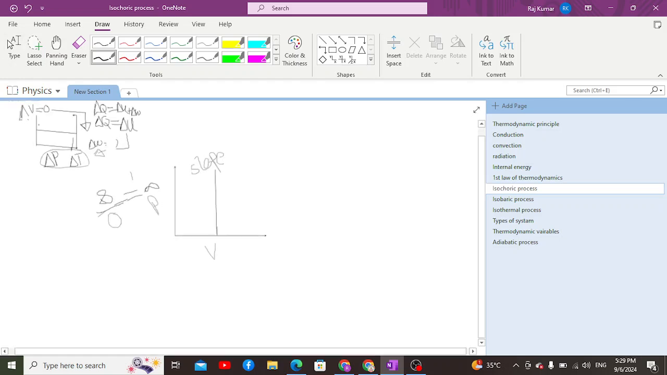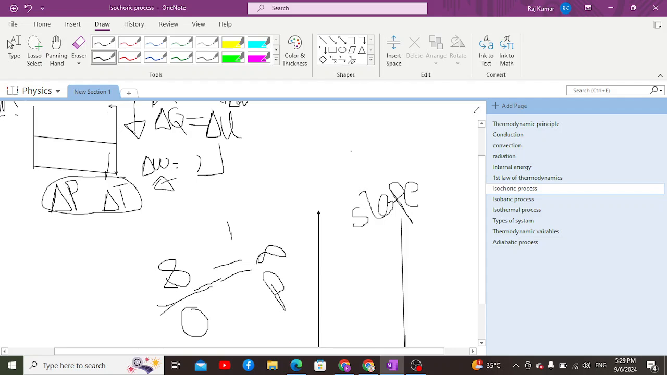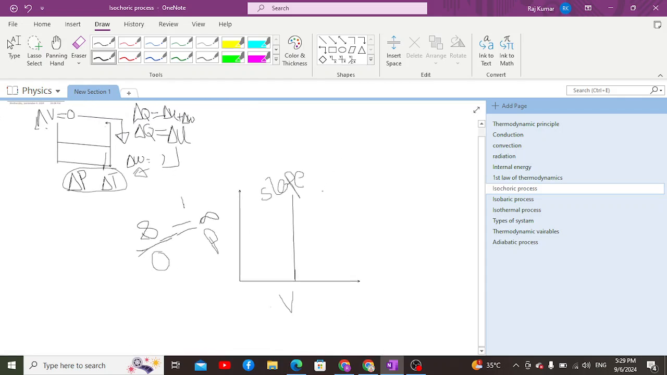Right, so this is the first application. When it comes to the graph, the name of the graph is isochore.